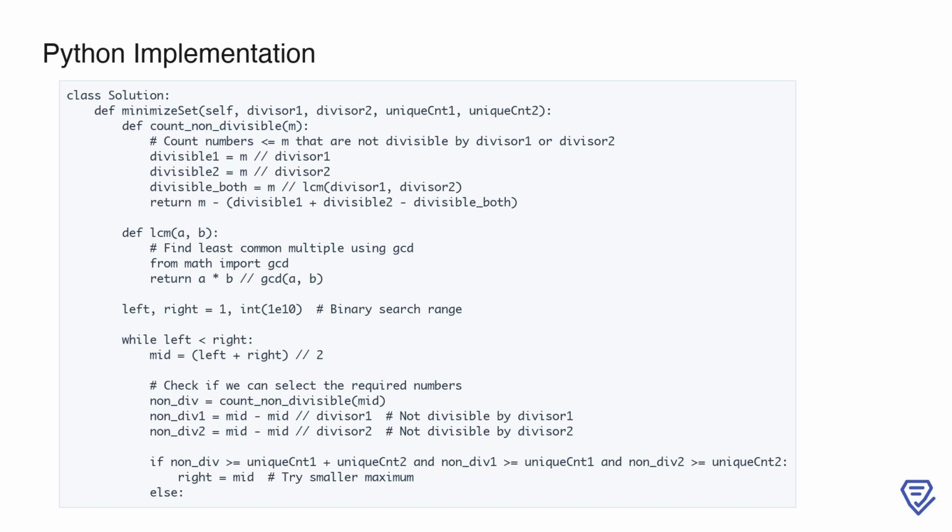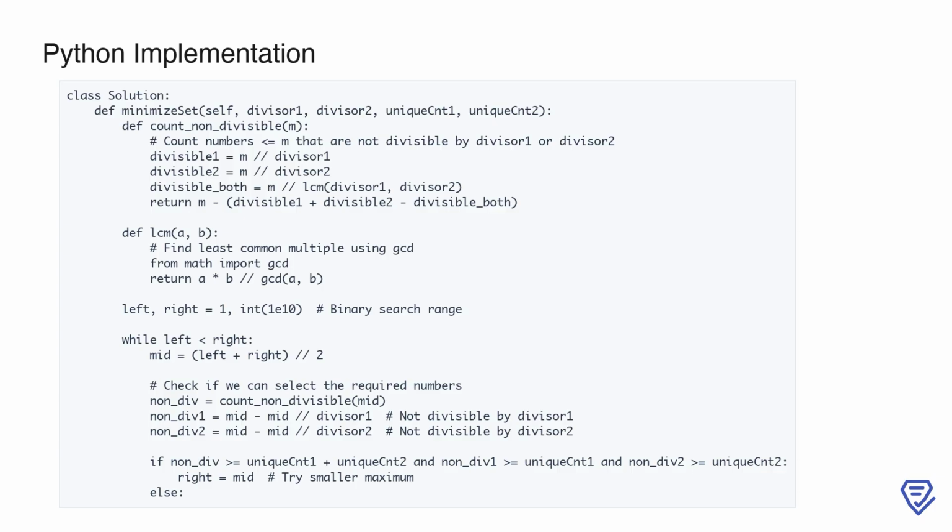Additionally, we define another helper function, LCM, to compute the least common multiple of two integers using their greatest common divisor, which is imported from Python's math module. Now, we initialize our binary search range with left set to 1 and right set to a very large value, 10**10. The binary search loop begins, where we calculate the midpoint mid and determine if it's possible to select the required numbers under the given constraints.